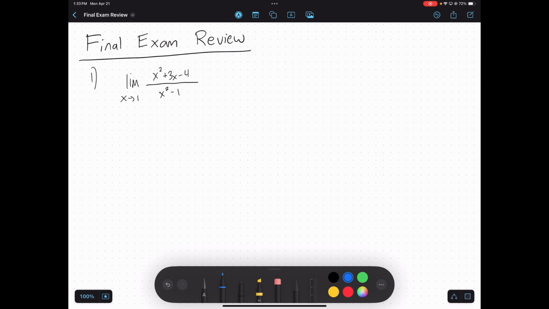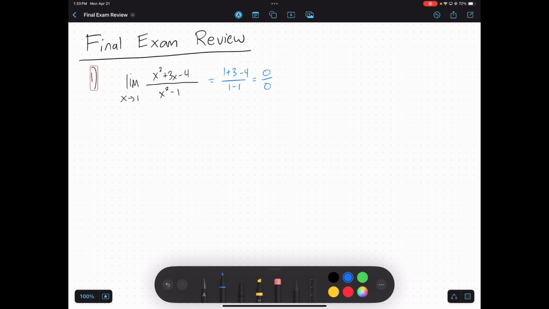If I plug 1 in, I get, what is that? 1 plus 3 minus 4 over 1 minus 1. I just get 0 over 0. Okay? Which, of course, we know is an indeterminate form, meaning it doesn't tell me anything. So I've got to manipulate this equation somehow in order to get a meaningful result. How am I going to do that?